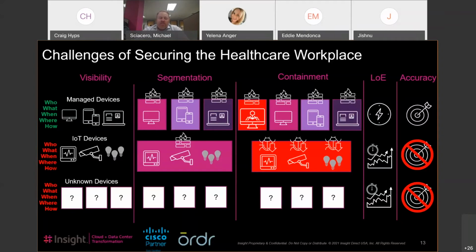Because it's great to secure managed devices, but to be honest, those are devices that aren't the riskiest. It's the IoT devices, it's the unknown devices. Those are the devices that we truly need to start worrying about security in the workplace.